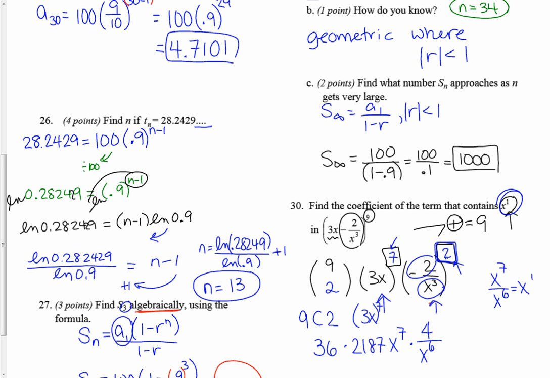So if I multiply this stuff out, I have 36 times 2,187 times 4, which gives me 314,928. And then for my x's, I have 7 x's on the top and 6 on the bottom, which reduce to x to the 1st power. The directions said find the coefficient, so technically that's just the number part.